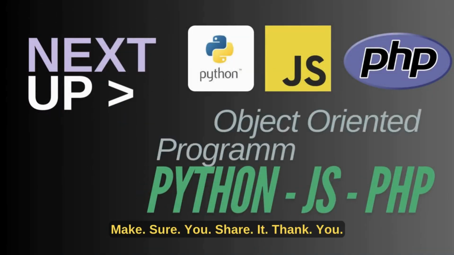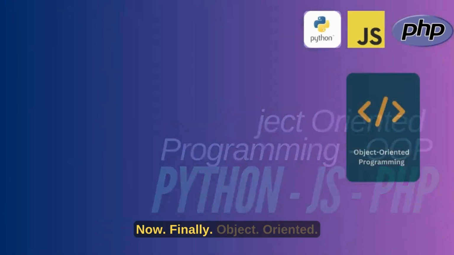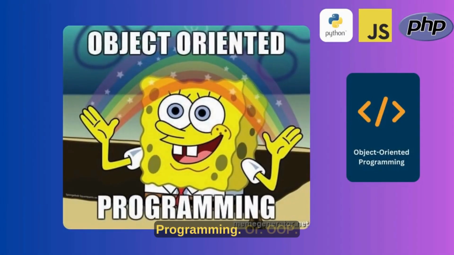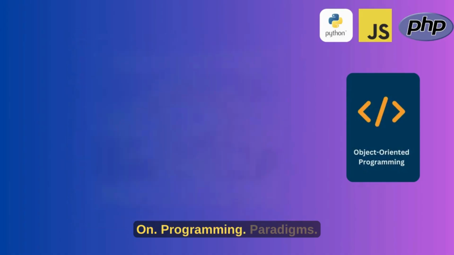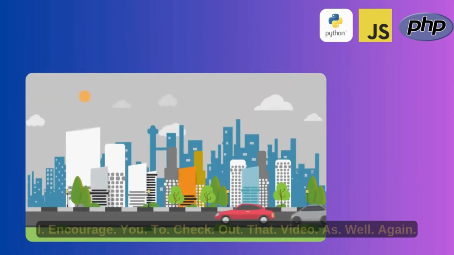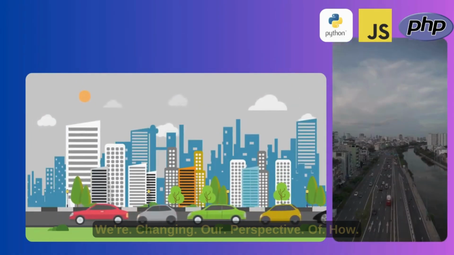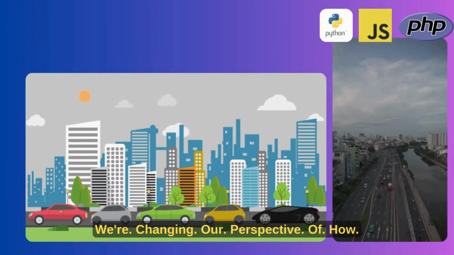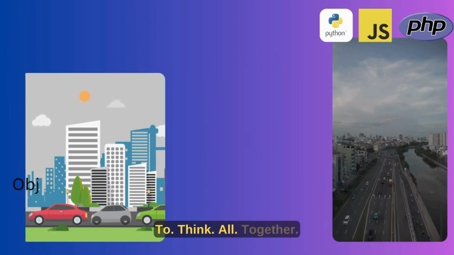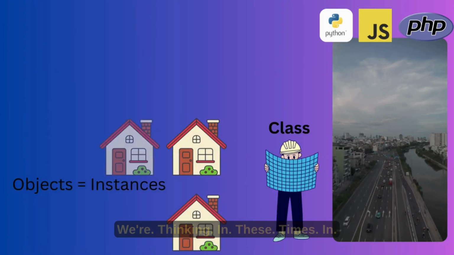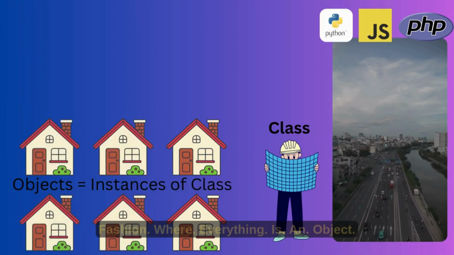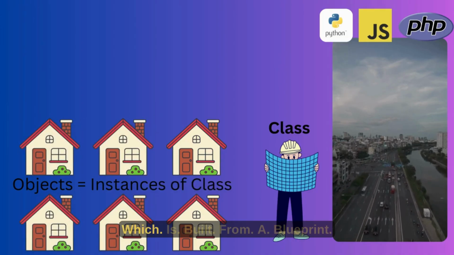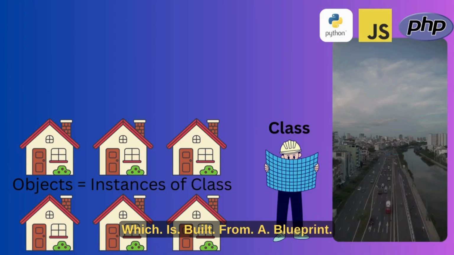Now, finally, object-oriented programming, or OOP. We've seen this before actually in our previous video on programming paradigms. I encourage you to check out that video as well. Again, we're changing our perspective of how to think altogether. We're thinking in object-oriented fashion, where everything is an object, which is built from a blueprint, which is a class.